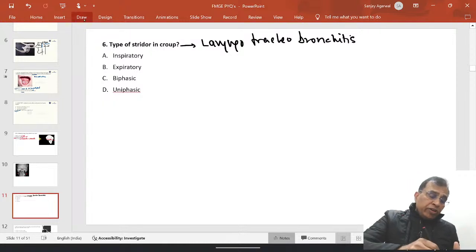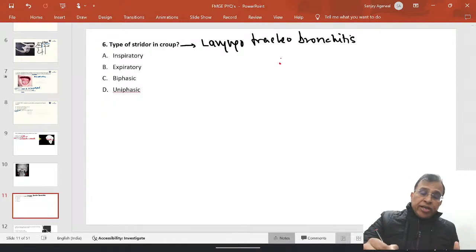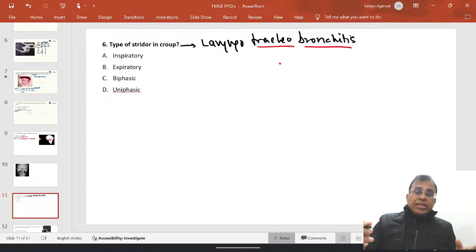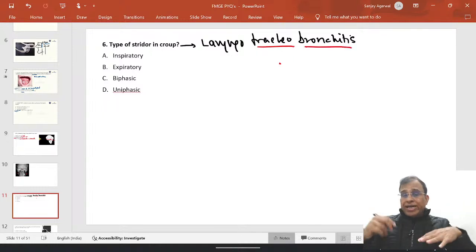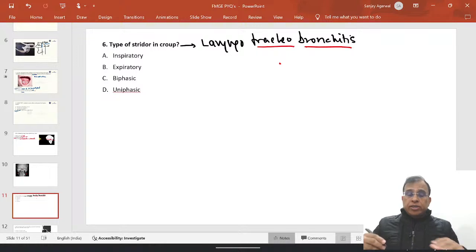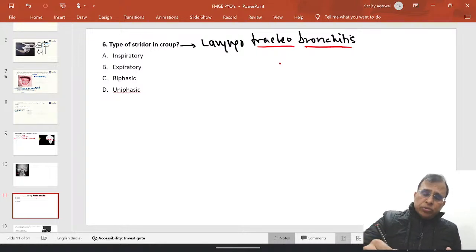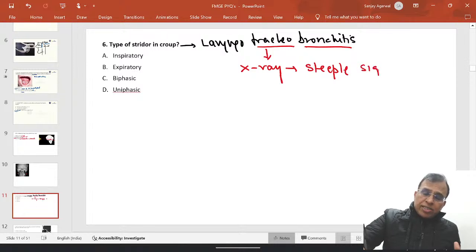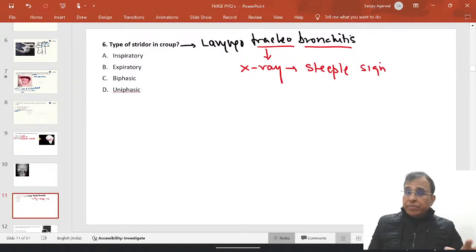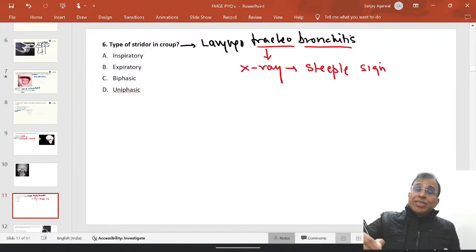Now, I'm sure we all know trachea and bronchus lie below the larynx, so they are related to the subglottis. And in croup, which is laryngotracheobronchitis, there is a very important X-ray finding which is called steeple sign. Now, do you know what steeple sign actually is? This name is very popular. I'm sure you know this name. But what is this sign?